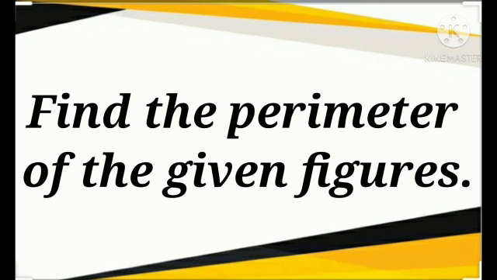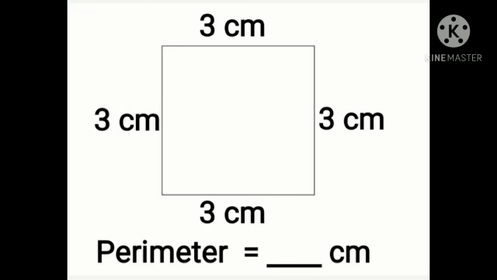Now students, we will find the perimeter of the given figures orally. Here you all can see a square measuring 3 centimeters. What will be the perimeter? So to find out the perimeter of a square, the formula is the sum of the lengths of all its 4 sides, that is 3 plus 3 plus 3 plus 3. The answer is 12. So the perimeter is 12 centimeters.